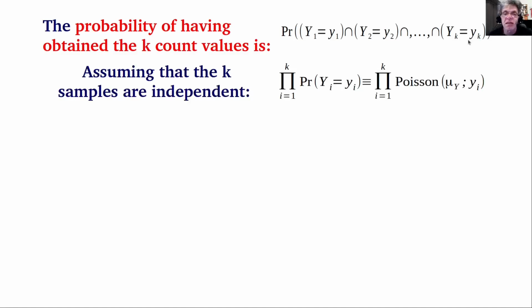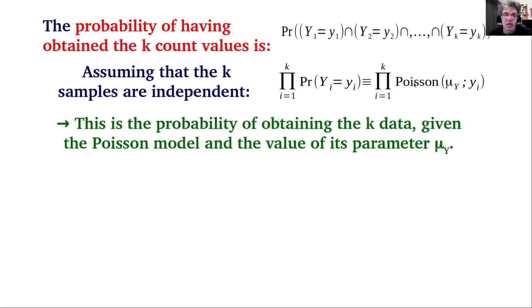And assuming that these k samples were statistically independent, we can simply multiply the probabilities, so the probability of this intersection becomes the product of these probabilities, which is what we are stating here by this capital letter pi, and these probabilities are replaced by these Poisson probabilities, by this Poisson model that we are assuming to be correct for the sake of this example. This is the probability of obtaining the k data values given the Poisson model and the value of its parameter mu, which is what we want to estimate.